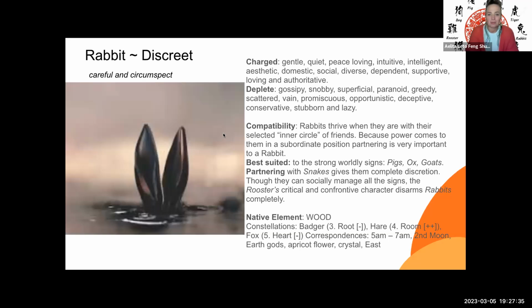Qualities of the rabbit by nature. When we are charged or depleted, there are two states of being. In general, if somebody embodies either being born in a year of the rabbit, or in an hour of the rabbit, or day, or month, it might have an expression when it's charged of gentle, quiet, peace-loving, intuitive, intelligent, aesthetic, domestic, social, diverse, dependent, supportive, loving, and authoritative.